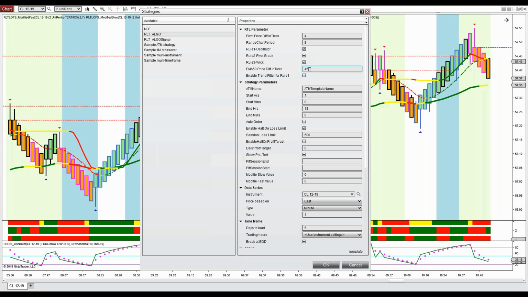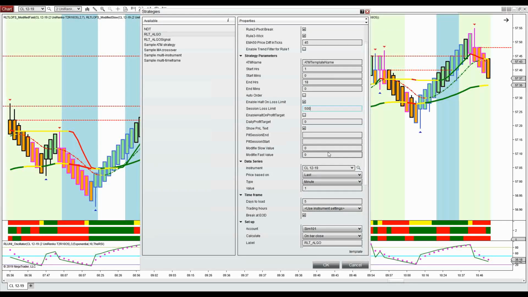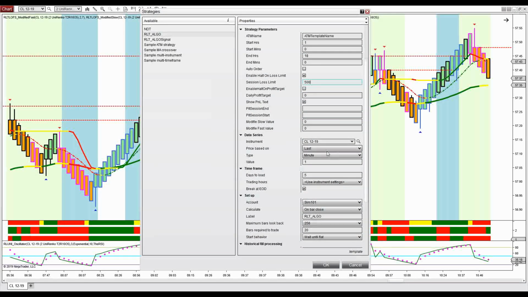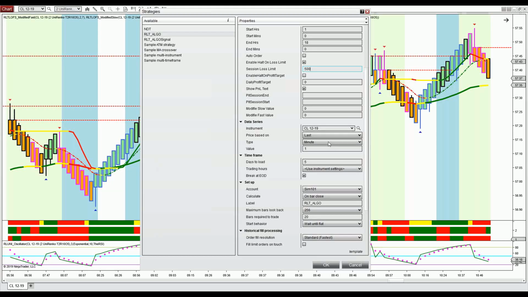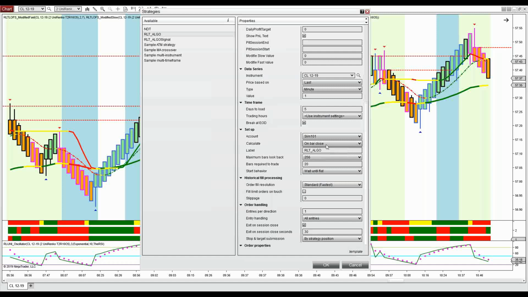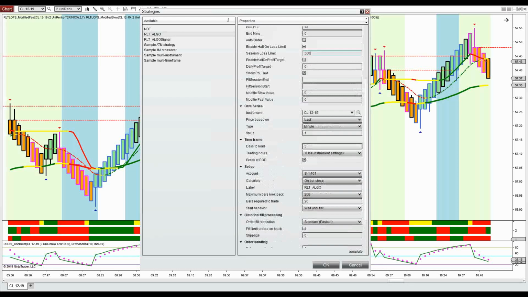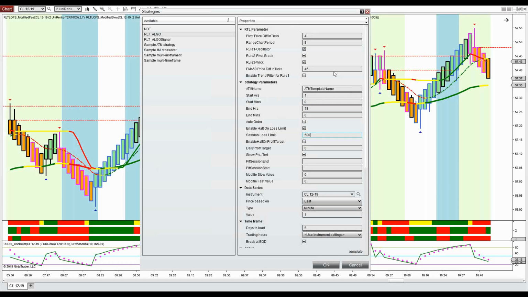How far off the 50 we want the system to trade. Obviously on and off time. If you want a session loss limit, you can put it in here. We set up some of the multiple time frames here. So this allows us to configure it.